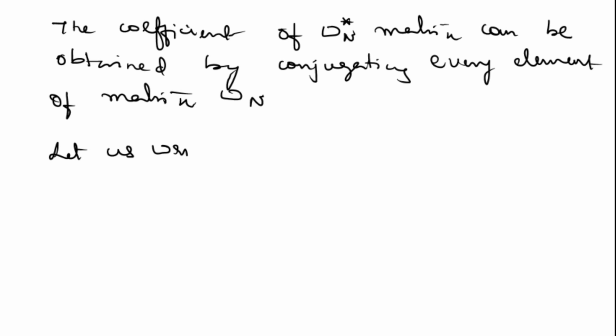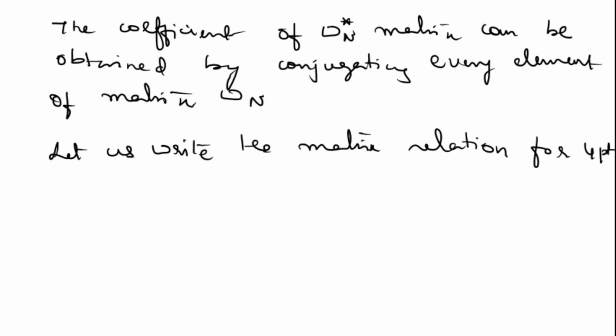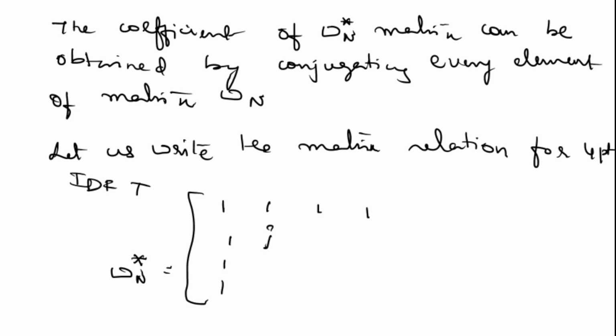Let us write the matrix relation for the 4-point IDFT. That is, W_N star is equal to 1, 1, 1, 1; 1, j, minus 1, minus j; 1, minus 1, 1, minus 1; 1, minus j, minus 1, j. So it is the conjugate of the previous matrix.